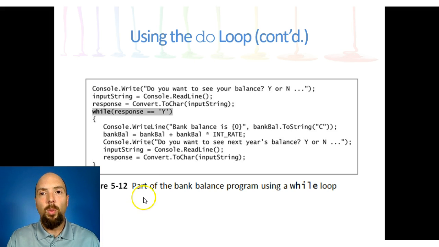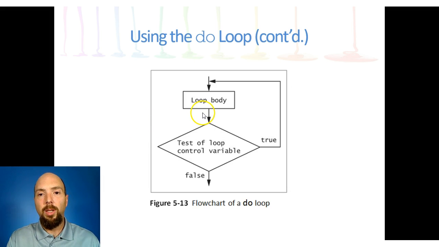Alright, so in this case I have a while loop that is waiting for a response, and if the response is y, then we will display the stuff out to the screen. In a flowchart, it looks like this. So we have our loop body. In the while loop, the evaluation for the loop body would be down here. In our do loop, we move it up here. So essentially what would happen is that it performs all of the functions of the loop body first, and then it will test to see if the condition is true.